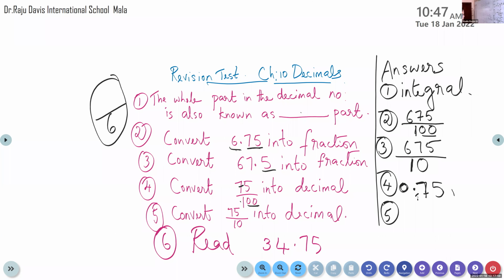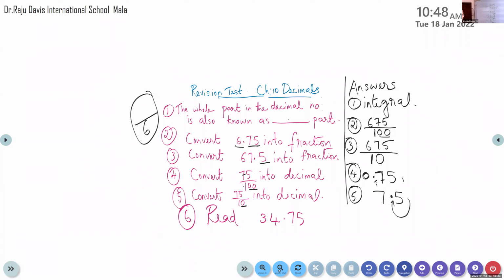7.5. Very good. See children, here we will write first 75. Then count the zeros here, only one 0. So from the right side, after 1 digit, you have to place the decimal point. Where will we place it? Between 7 and 5. So the answer is 7.5. Now the last question, Andrea, question number 6.